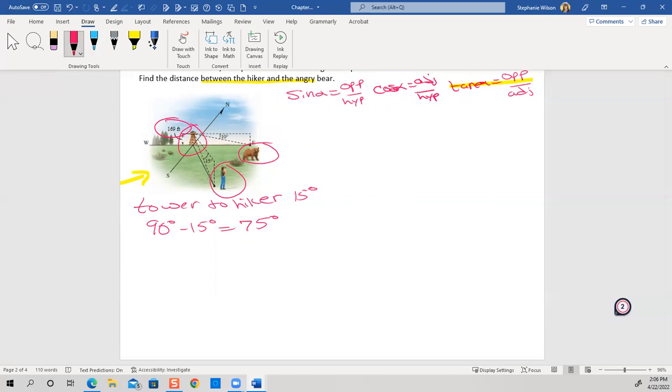Okay. So if I was to draw this out, what do I have here? And it's not perfect, or I'd have a better angle. This angle right here is that 15 degrees. Okay. And then this one here is at 75 degrees. All right. And from here is the tower, from here is the hiker, 169 feet.